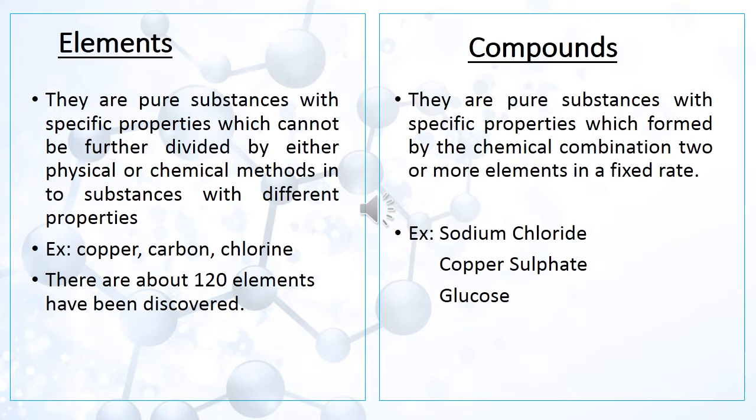Let's see what are compounds. They are also pure substances. They have specific properties, formed by the chemical combination of two or more elements in a fixed ratio. That means there can be more than one element. Example: sodium chloride, copper sulfate, glucose. In these compounds, you get more than one element.